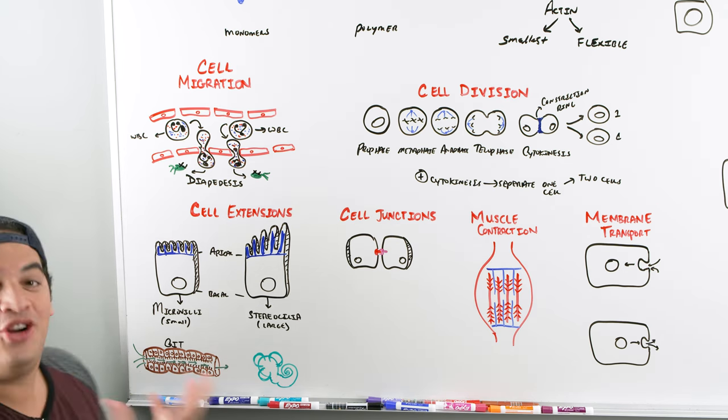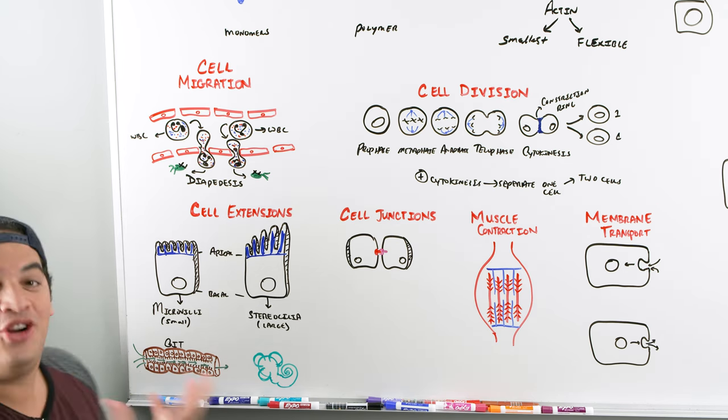So we know what they do, and we know what the makeup of it is. The last component of the microtubules is that they're also involved in cell division. Which one of the cytoskeletal elements was also involved in cell division? Do you guys remember? The microfilaments, particularly actin, was involved in cytokinesis. Well, this one can do a couple different things.